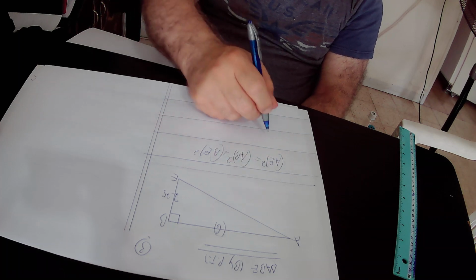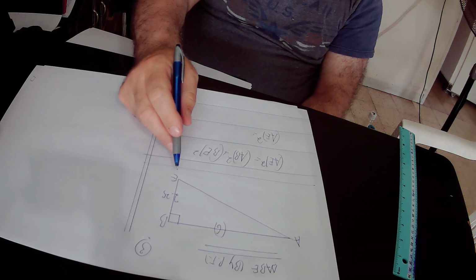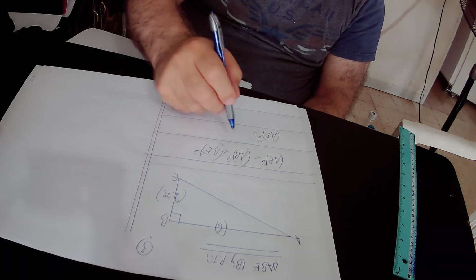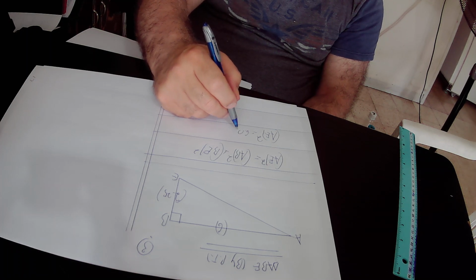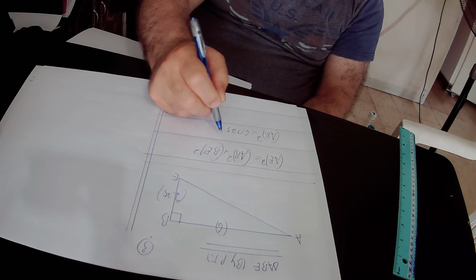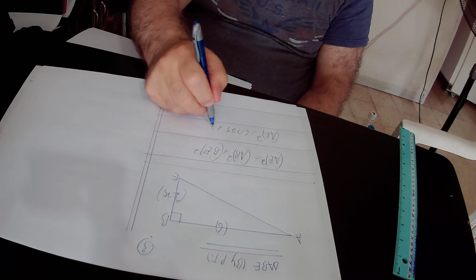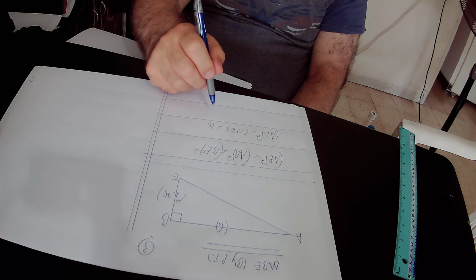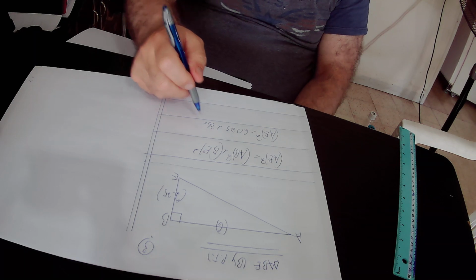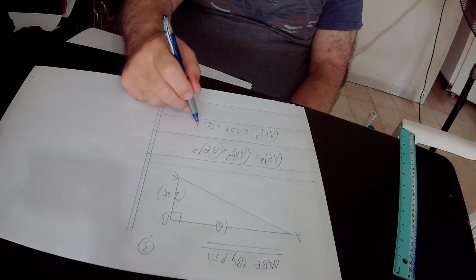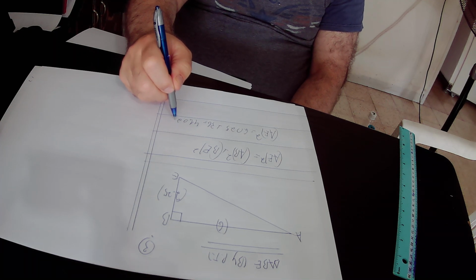AE is the missing side, so we'll leave it as it is. So AE squared equals AB squared. AB is 2.25, therefore AB squared is 6.025 plus BA squared. BA is 6, therefore BA squared is 6 squared, that is 36. So in total, AE squared equals 36 plus 6.025, which is 41.025.